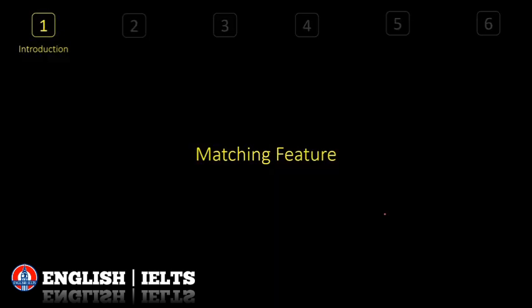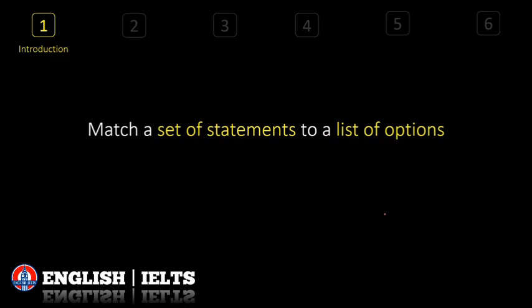Now in matching features, instead of matching headings, we don't get headings to match. In fact, we get some part of the paragraph, or the information, provided as options. I know, very complex information which I have provided you right now. An example will help you go through it. So what you do is match a set of statements to a list of options.